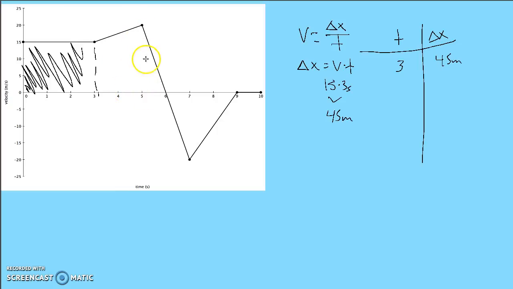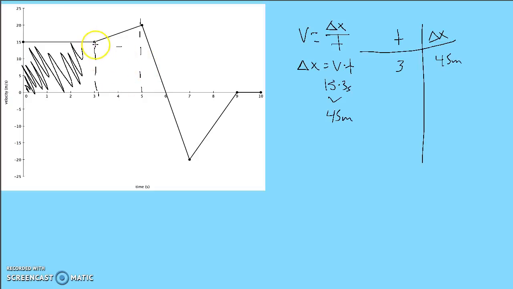So we would want to go ahead and find the area of this shape. Now this is a kind of a tricky shape. I'm going to recommend breaking it up actually into two shapes. So I'm going to break it into right here, a trapezoid, and a triangle.